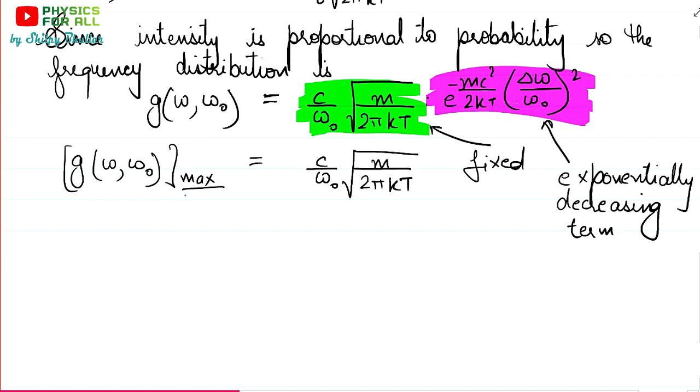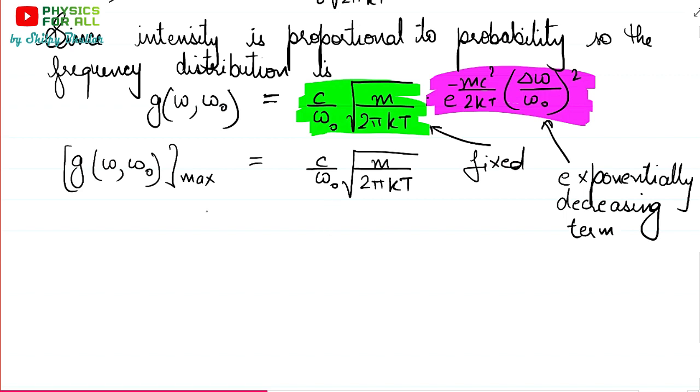To obtain g omega omega naught maximum, all we need is the constant, the fixed part, which will stay the same. And we have omitted the exponentially decreasing term because it will simply decrease the whole g omega omega naught itself. Any small value, if you multiply it with any number, it will decrease that number. So if we keep this exponential term along with this quantity, then the resulting value would be a smaller, decreasing quantity. We don't want that. We want to find the maximum value. That's why we have omitted this exponential term.